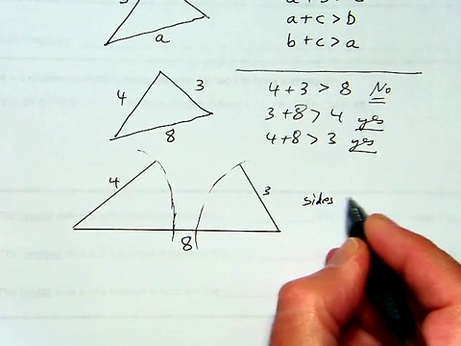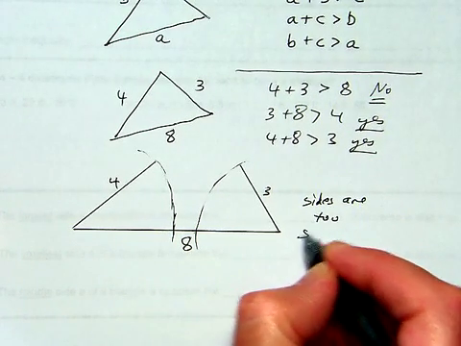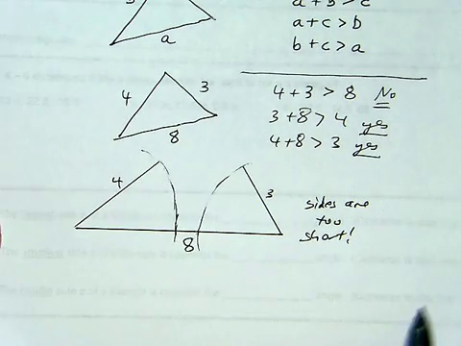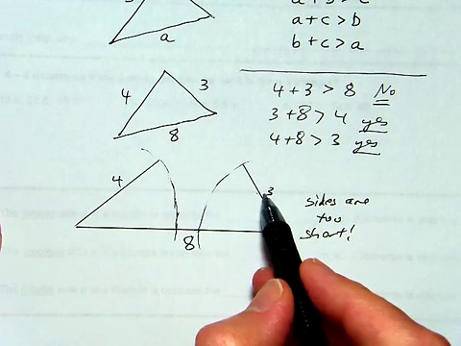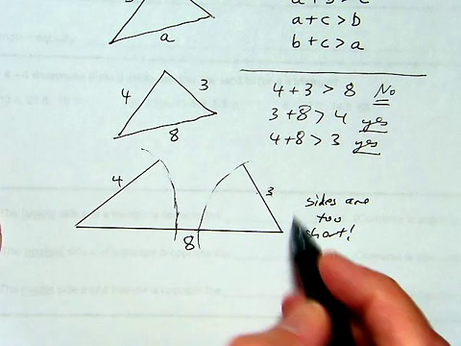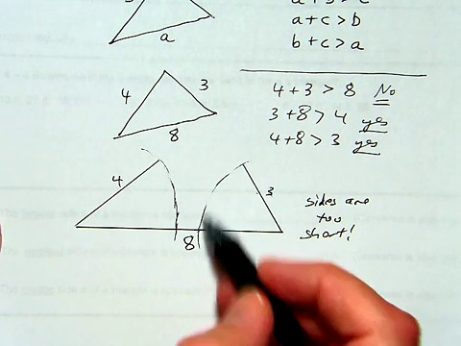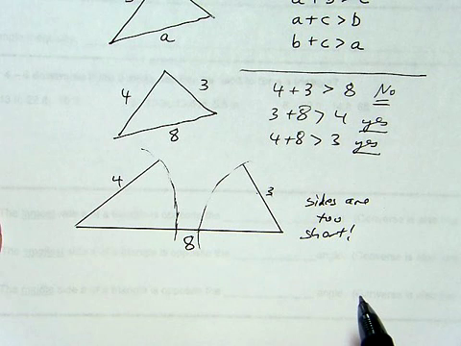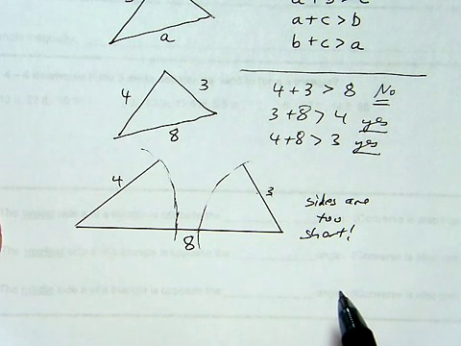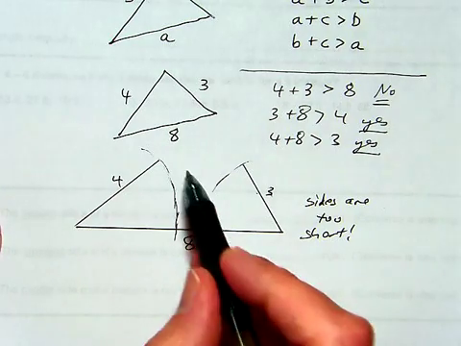Sides are too short. And that's because 3 plus 4 is only 7, which is less than 8. So they can never reach each other. And that's the thing about the triangle inequality. It ensures that the sides can all meet each other in a vertex.